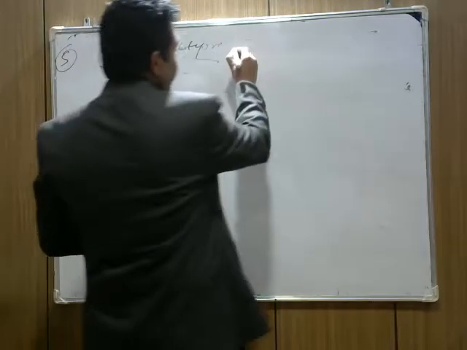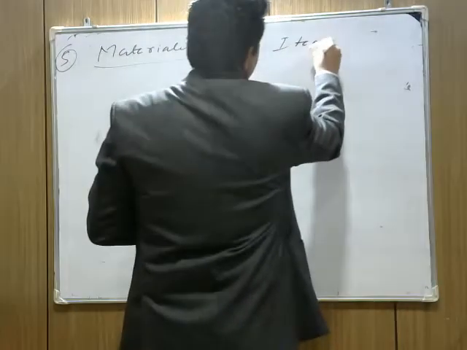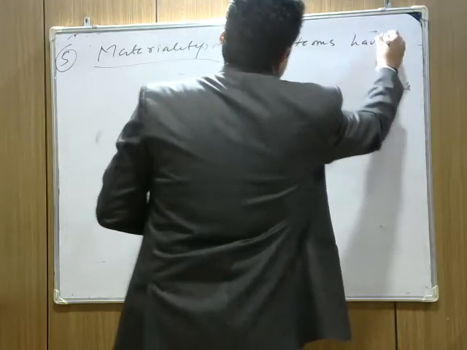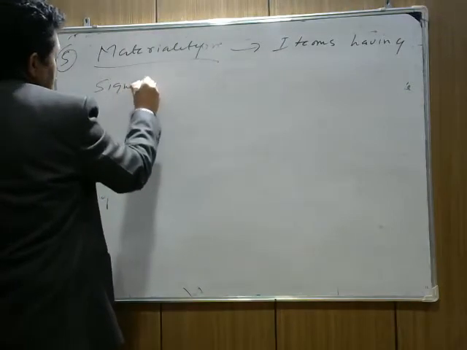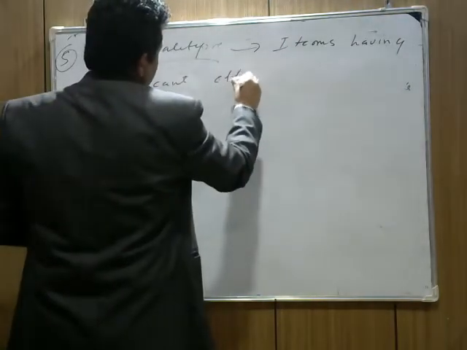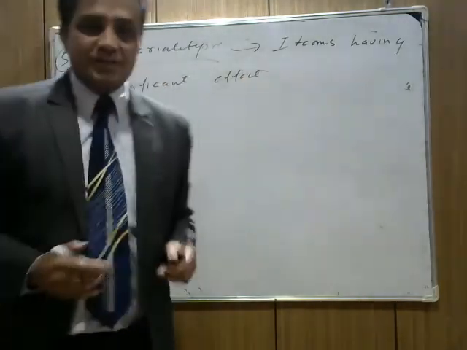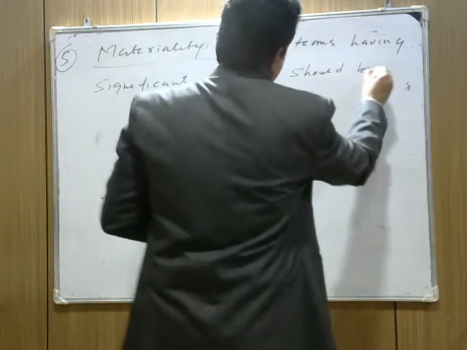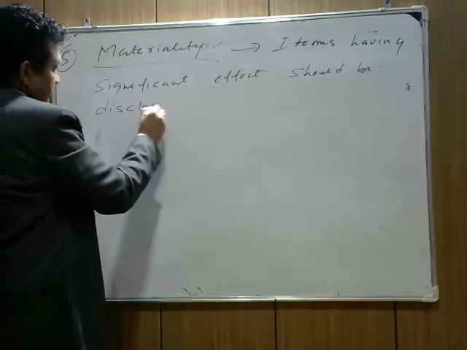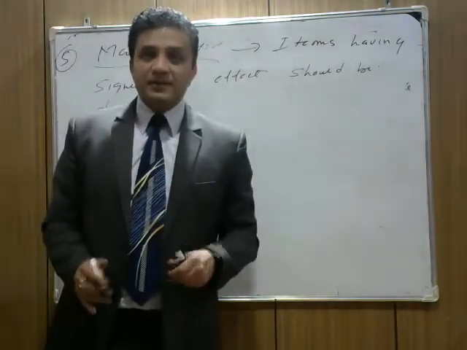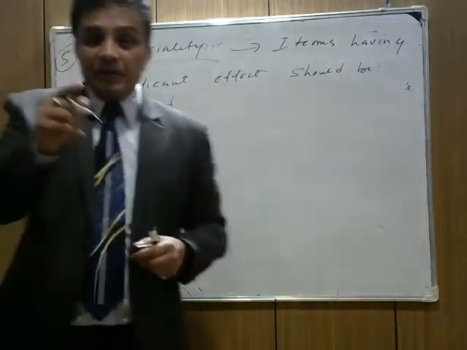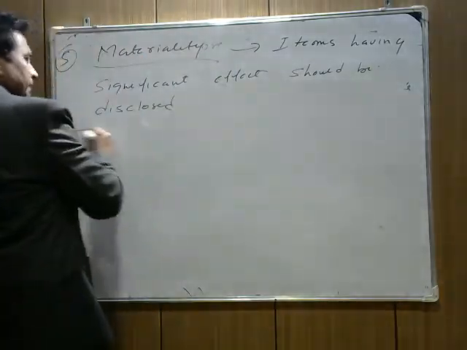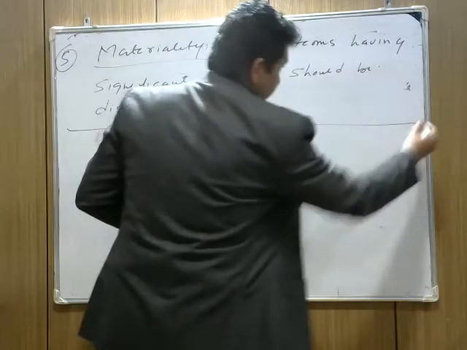Okay. Principle of materiality. They say that items having significant effect should be disclosed. It may happen that one fact is material for someone but not for others. This is an important one, because material information means, first note down, items having significant effect should be disclosed.